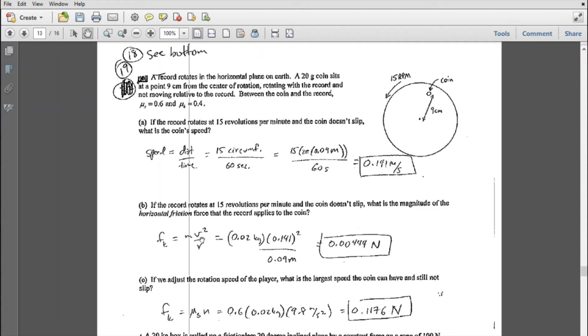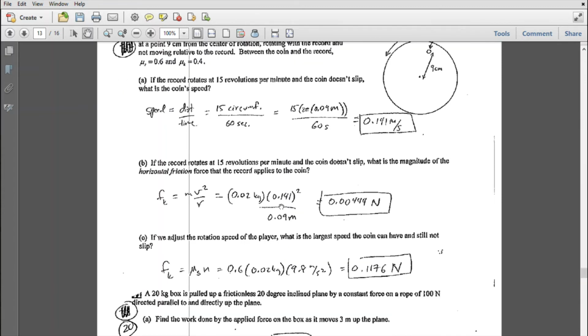For the same situation, 15 RPMs, what's the magnitude of the horizontal friction force? In this case, I don't have a free body diagram drawn here, but if you drew a side view of the coin, an edge-on view of the record, there would be an upward normal force, a downward weight force, and then a friction force pointing towards the center of the record. And actually, this is mislabeled here. This should be Fs. It's a static friction force. The coin's not slipping here, so I should really label it as Fs.